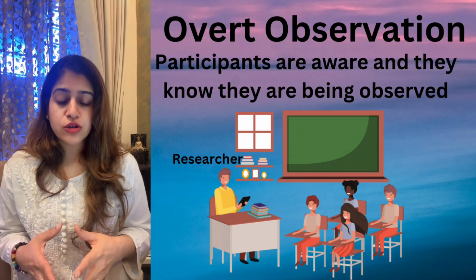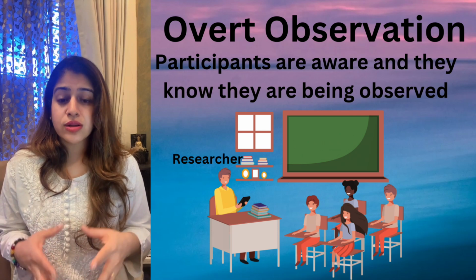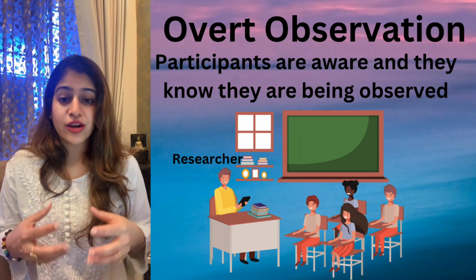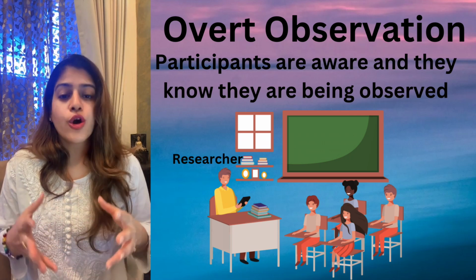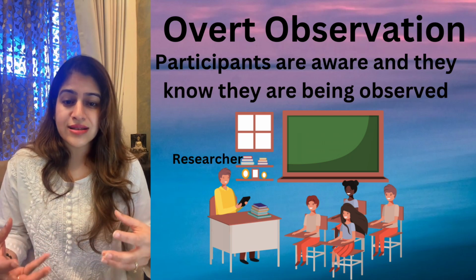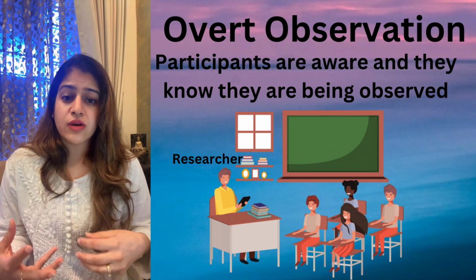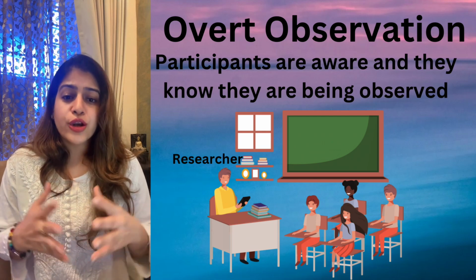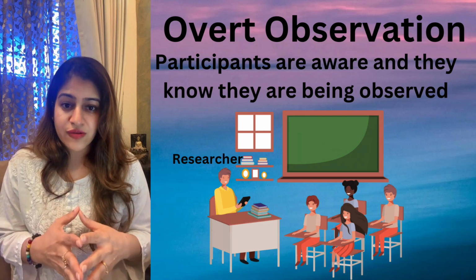First is overt observation. In overt observation, the participants are aware and they know that they are being observed. For example, if I am a researcher, I go in a classroom where the students are sitting, I sit there and start observing and start collecting the data. They know that they are being observed at that very moment.